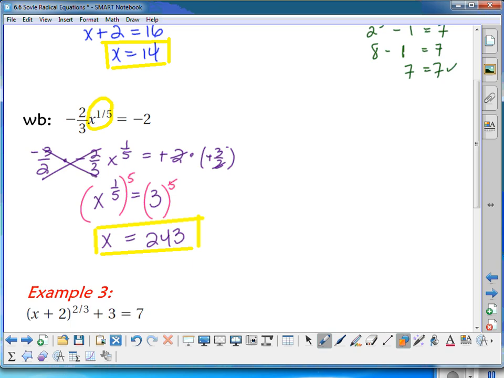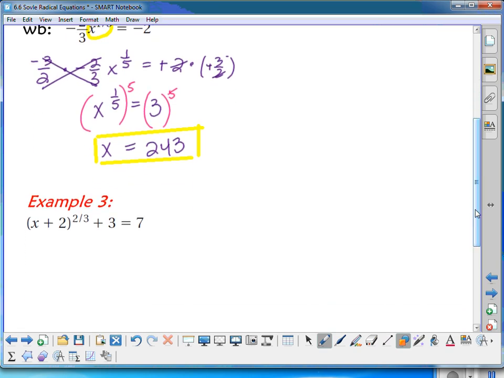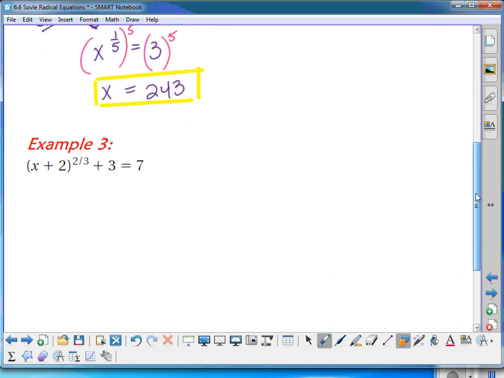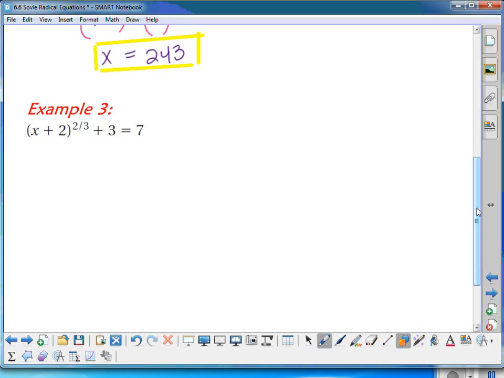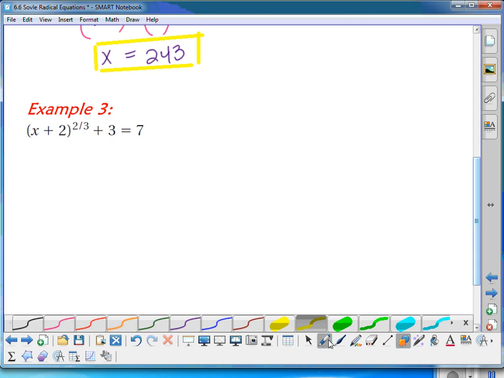All right. I've got one more example for you. I don't know that any of the ones on the homework tonight are like this one, but I want to do an example for you just in case. This one's going to end up being a little bit different, and I'll explain why in a second.